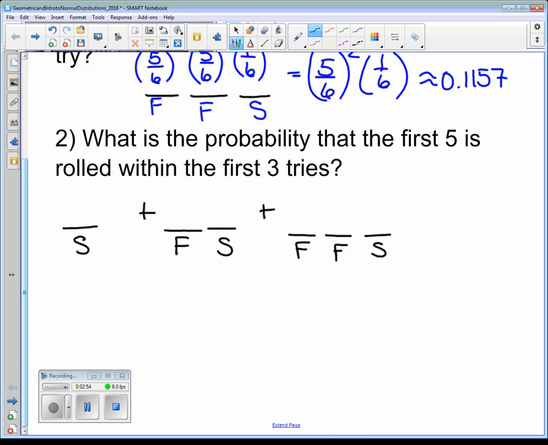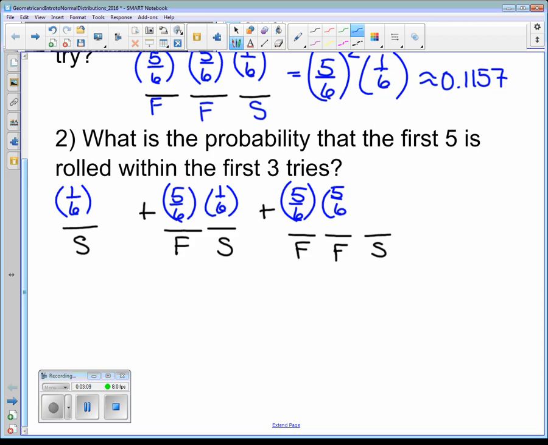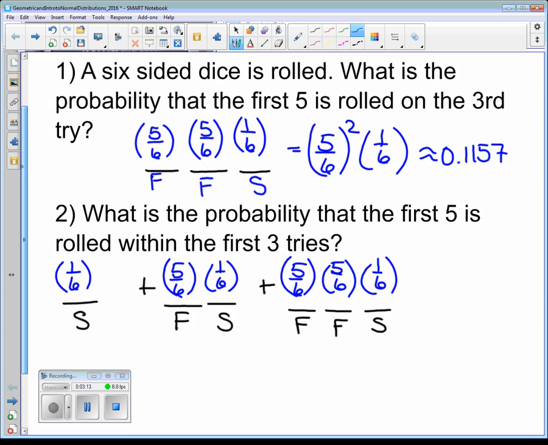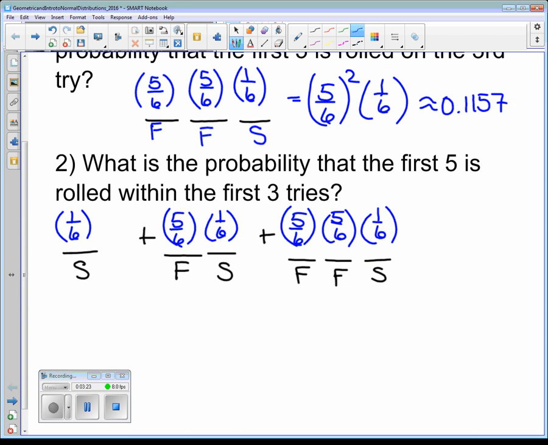What was the success probability again? 1/6. Good. And then our 5/6. Good. We would call the first example just an exact situation. It's one time, we get that success on the third try. Number 2 is cumulative. Okay? It could have been the first or the second or the third. Go ahead and tell me what you get like this one.